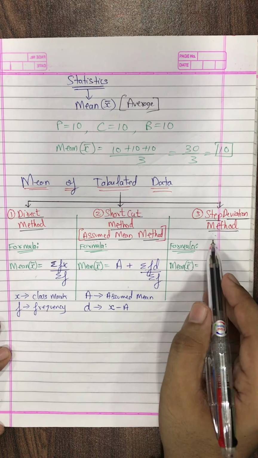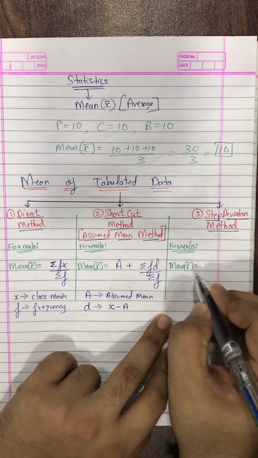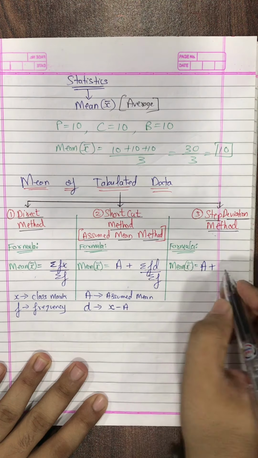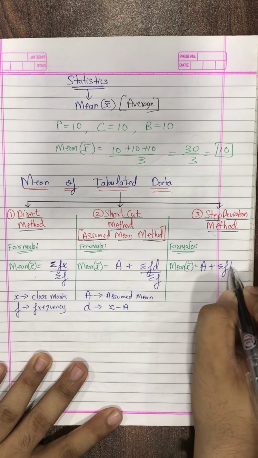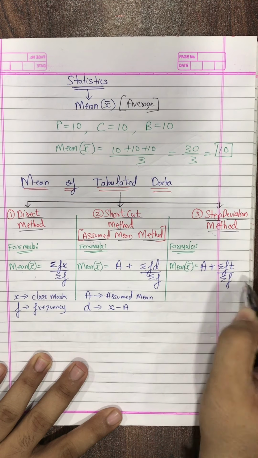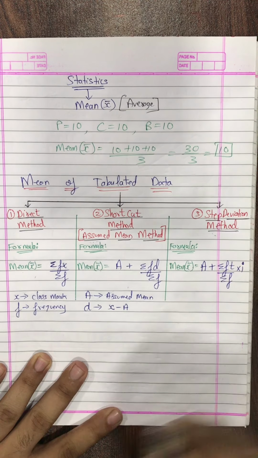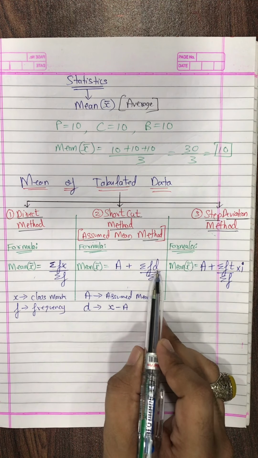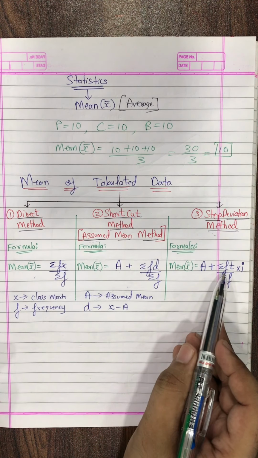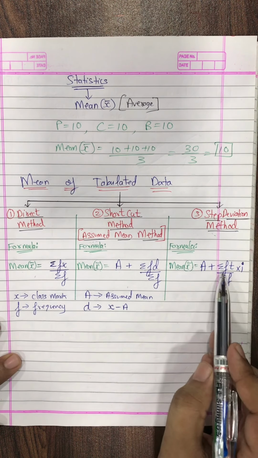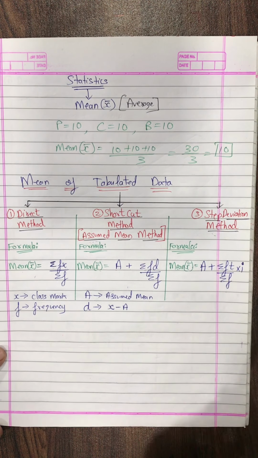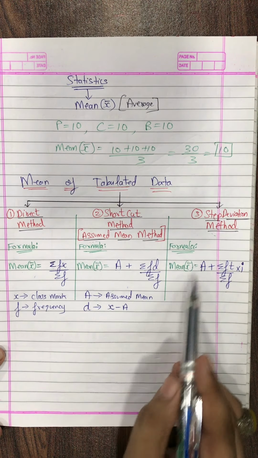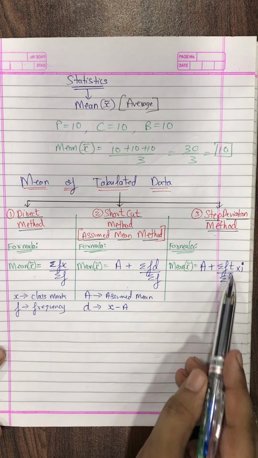Now the last one, the step deviation method. Let's memorize the formula. See the change. I want you all to compare these two formulas. Capital A plus, as it is. Now it will be summation ft upon summation f, multiplied by i. Here also A plus. Here it was d and here now it is t. So summation ft upon summation f multiplied by i. What's the change? Here it was d and here it is t. A is the same, the assumed mean. x means the class mark, f means the frequency.